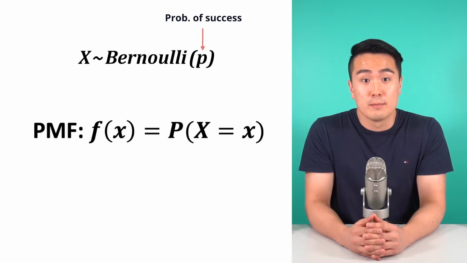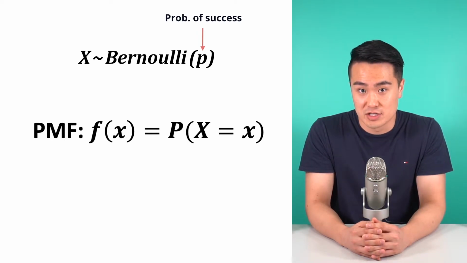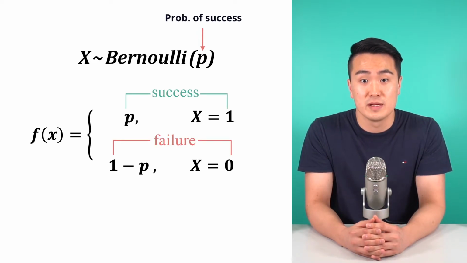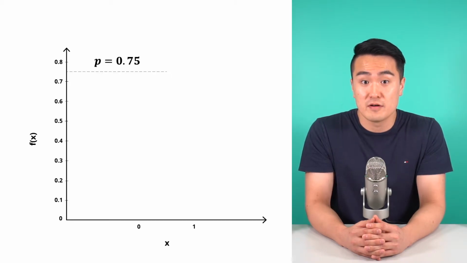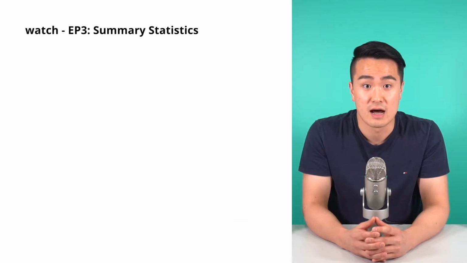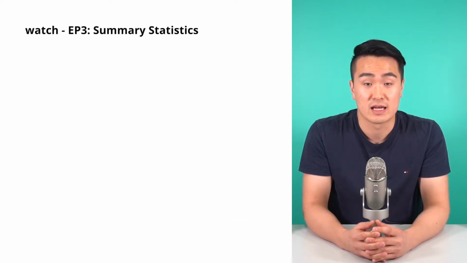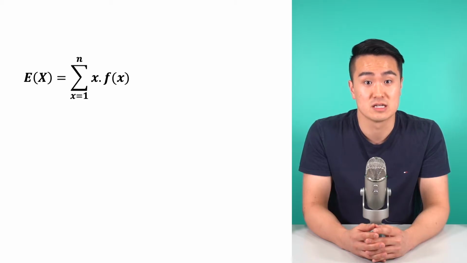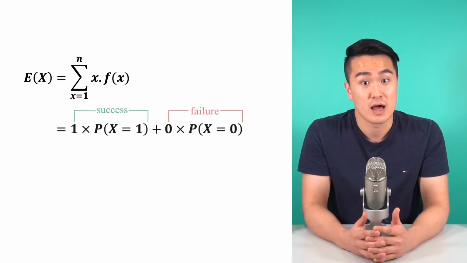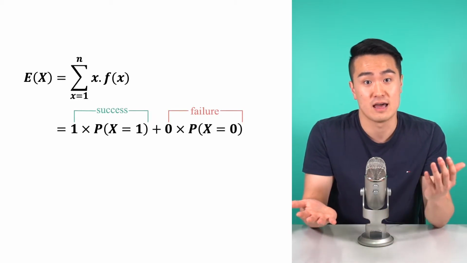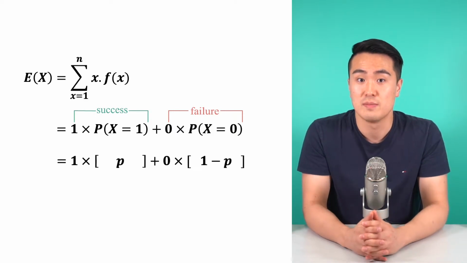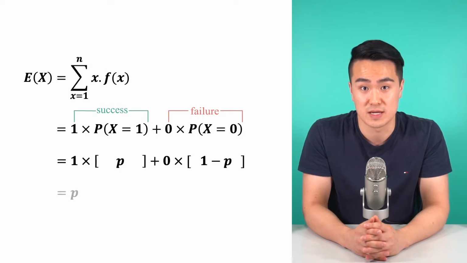Once we know p, we can completely specify the probability mass function of a Bernoulli random variable. We just have a piecemeal function specifying the probability of each outcome. The PMF of a Bernoulli distribution looks like a histogram because it's discrete. Now, recall the definition of a mean. We can calculate the expected value of x, which is the sum of the products of each outcome and its probabilities. There are 2 outcomes, success x equals 1 and failure x equals 0, with probabilities p and 1 minus p respectively. So the mean of a Bernoulli distribution is just p.